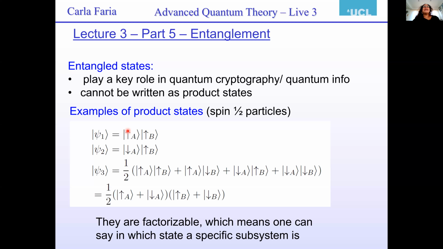For instance, here I can say subsystem A has spin up, subsystem B has spin up. Here I can say A is down. And here, because I can factorize it, I can say that A is in this coherent superposition and B is in this coherent superposition. So this makes your life easier, because if you want to know how a system is behaving, then you can factorize it. So they are not entangled. It's like one is not really talking to the other.